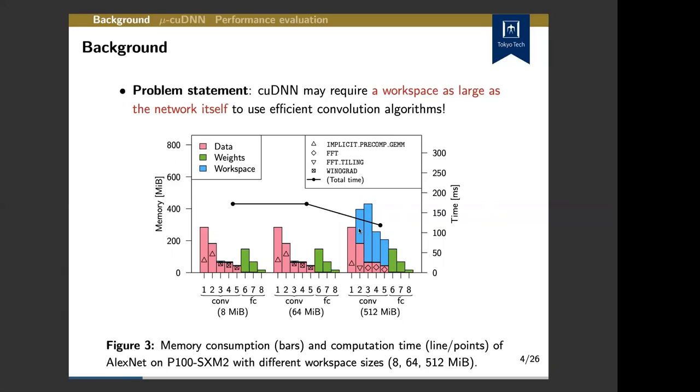But this doesn't make sense because in deep learning frameworks, we typically use almost all GPU memory by using a large batch size to maximize the computational efficiency. So there is a trade-off between efficiency and the choice of convolution algorithms.